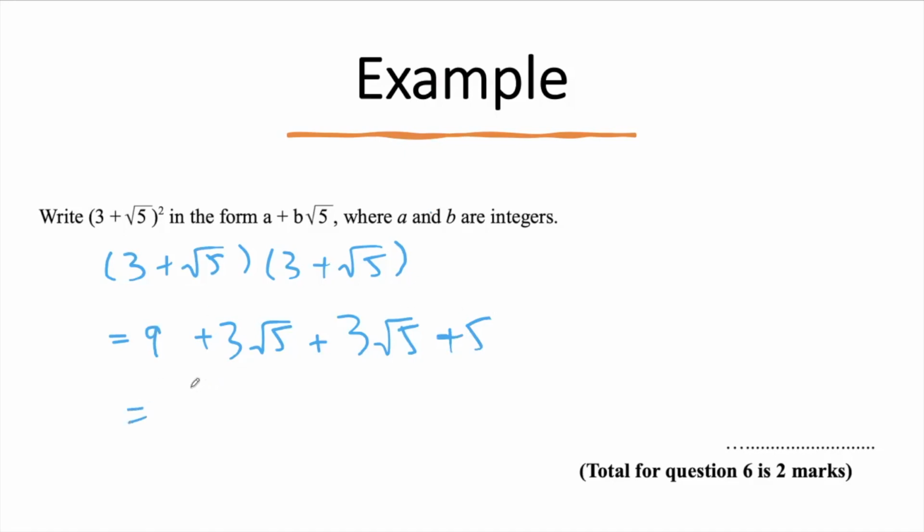9 plus 5 is 14, right? So we're adding like terms. 3 root 5 plus 3 root 5. Well, 3x plus 3x is 6x. So 3 root 5 plus 3 root 5 should be 6 root 5. All right, so now if you look at this form, we've actually got it already. So a is 14, b is 6, and a and b are supposed to be integers, which is what we have. So 14 plus 6 root 5 is your final answer.